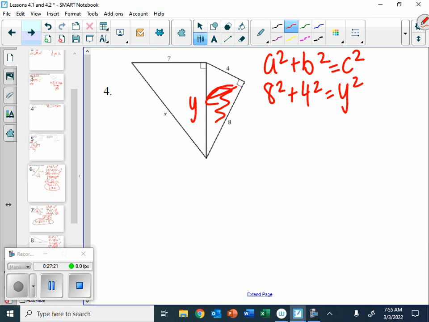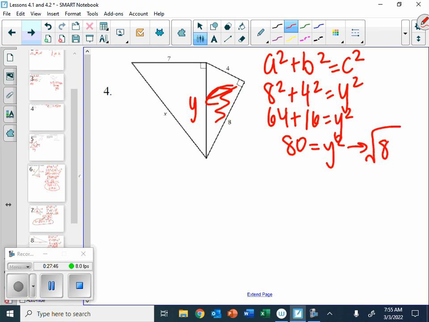Alright, 8 squared is 64. 4 squared, 16 equals y squared. Alright, don't get too far ahead of me just yet. What is 64 plus 16? 80. Okay, so 80 is y squared, and you will see why in just a moment. I'm going to say y is just the square root of 80. Okay, we're not going to reduce it, and you'll see why in just a second. So this missing side right here is the square root of 80.